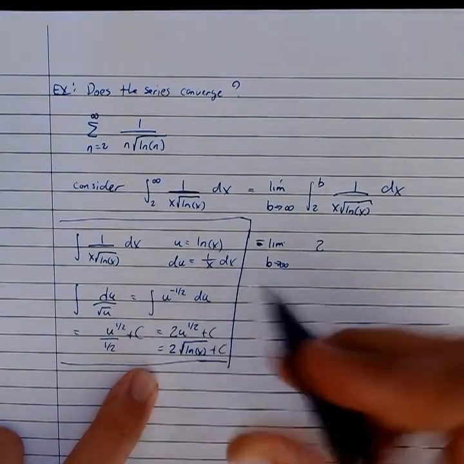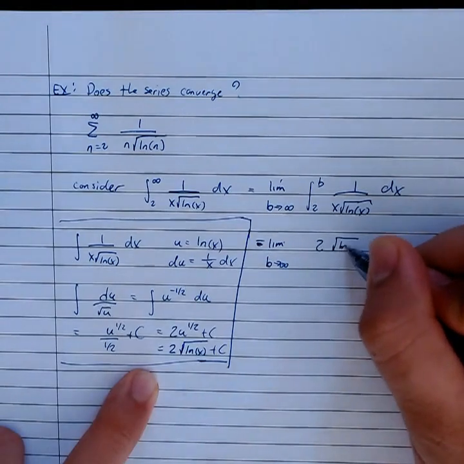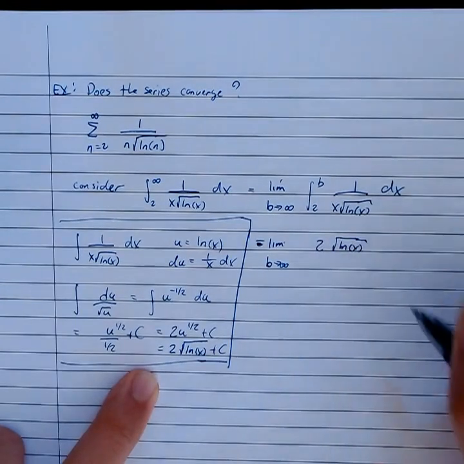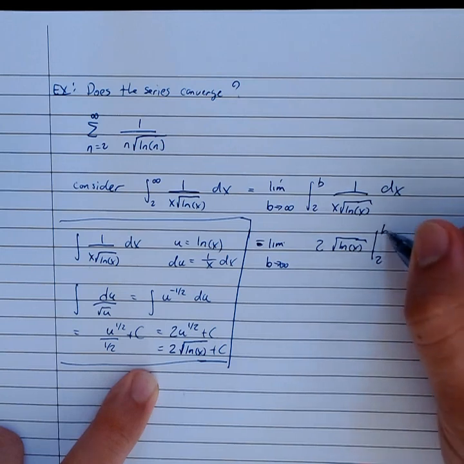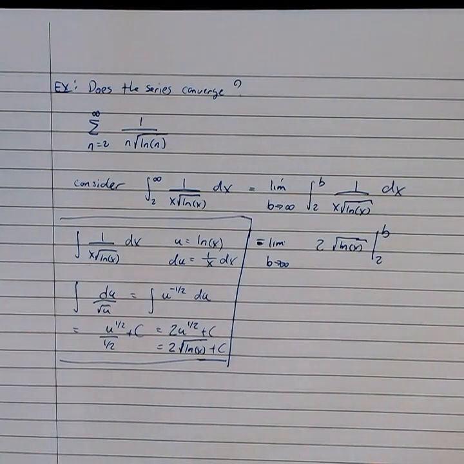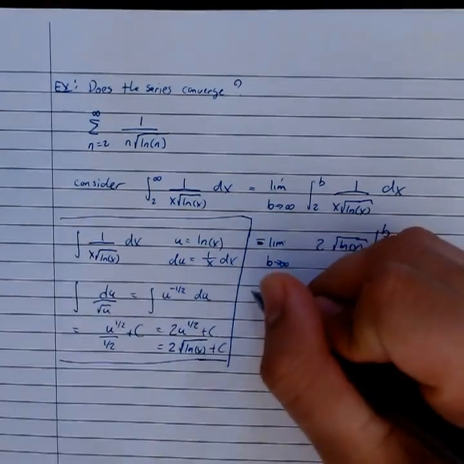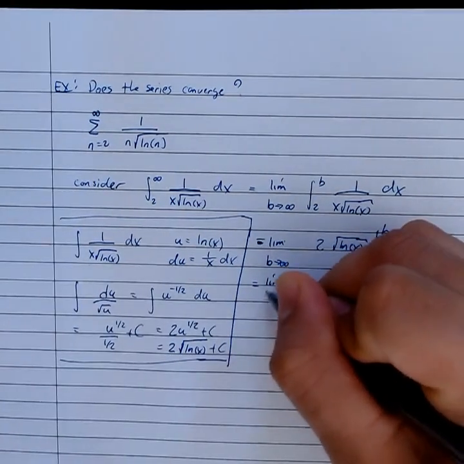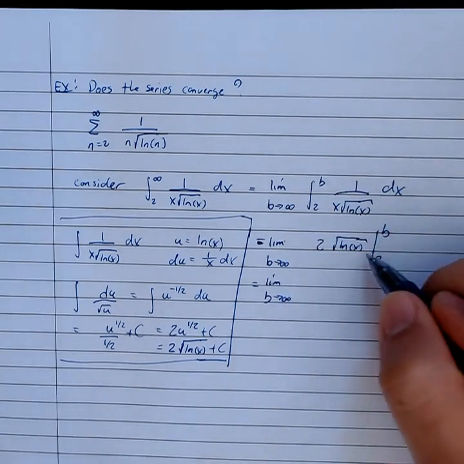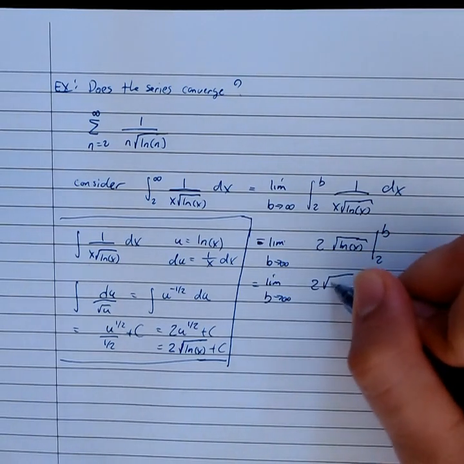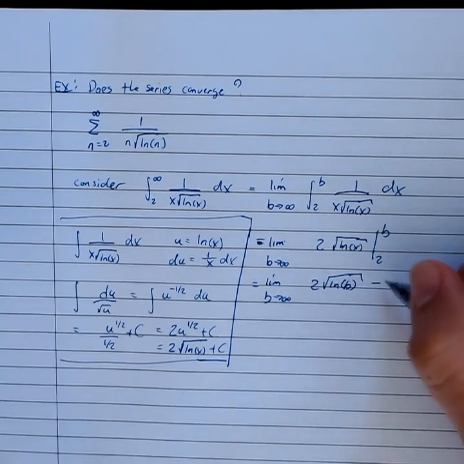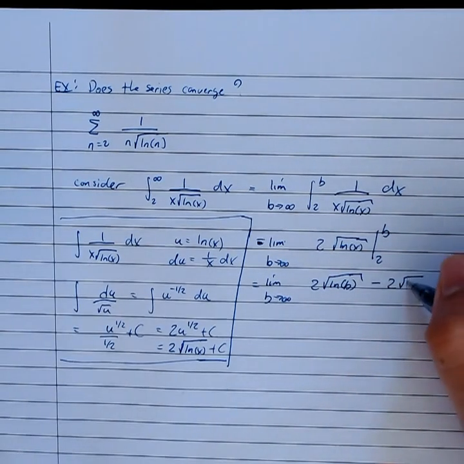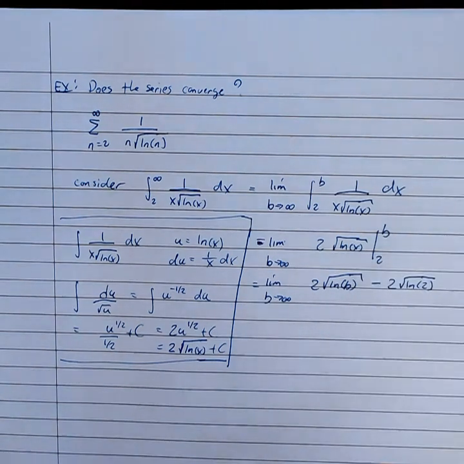So now I can take that antiderivative and plug in these boundaries from 2 up to b. The way that works is we're just going to write this as the limit as b approaches infinity. The b goes first, so that's 2 square root of the natural log of b minus 2 square root of the natural log of 2. Just plugging in b first, then 2, and then subtracting.